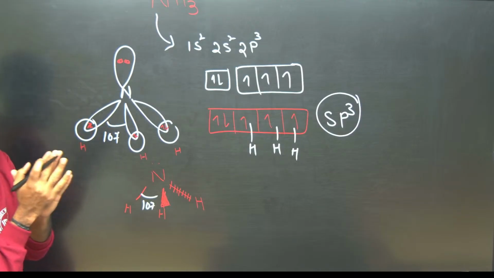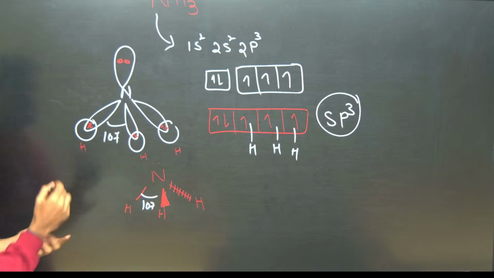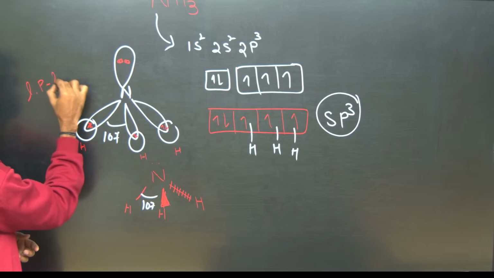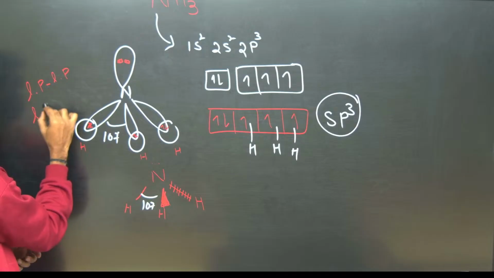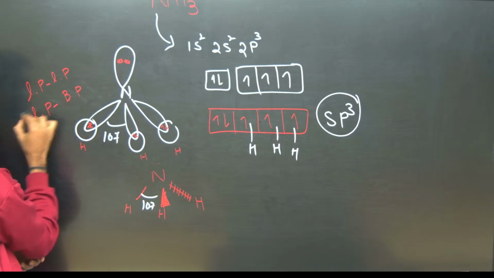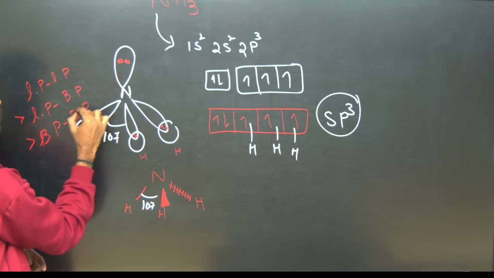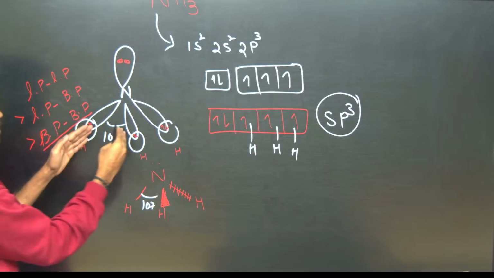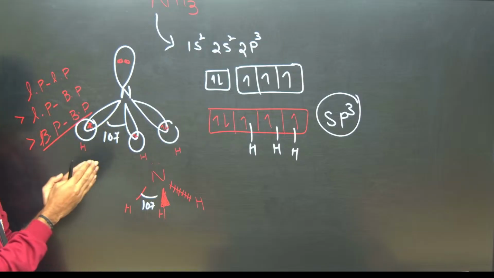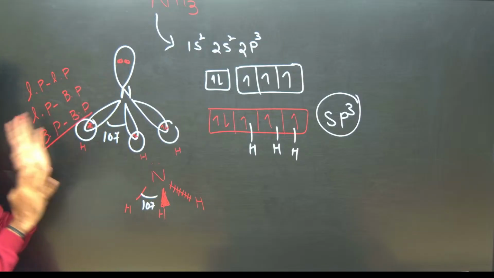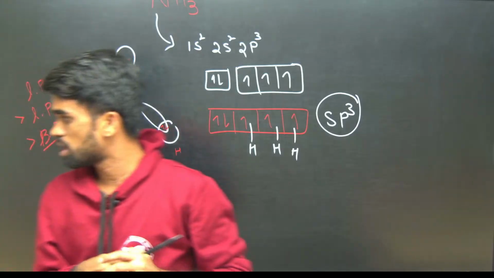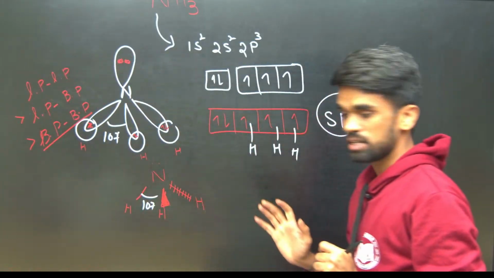In valence shell electron pair repulsion we will study that lone pair lone pair repulsions are more than lone pair bond pair repulsions. When I compare this, bond pair bond pair is the minimum. So since they have minimum repulsion, the bond pairs go closer to avoid the lone pair bond pair repulsions. That is why the bond angle becomes 107 degrees.